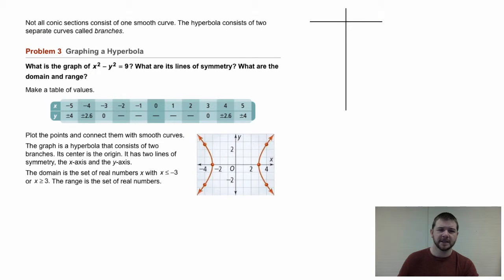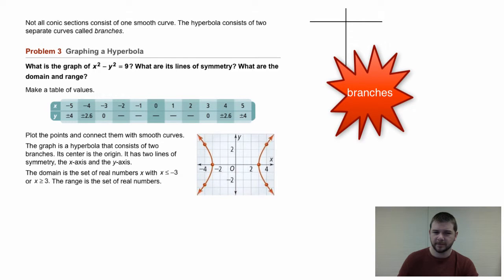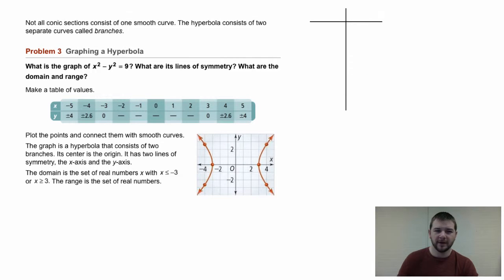Not all conic sections consist of one smooth curve. The hyperbola, for example, consists of two separate curves called branches. Example problem 3. Graphing a hyperbola. What is the graph of x squared minus y squared equals 9? What are its lines of symmetry? What are the domain and range?